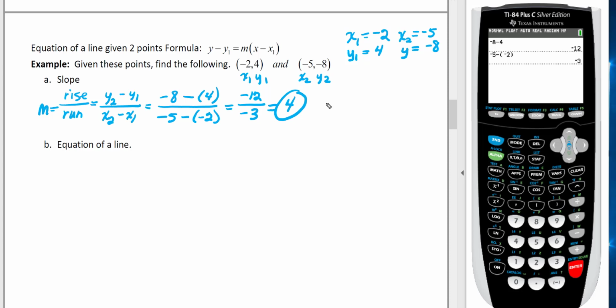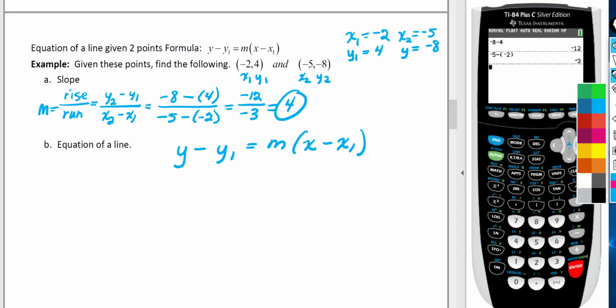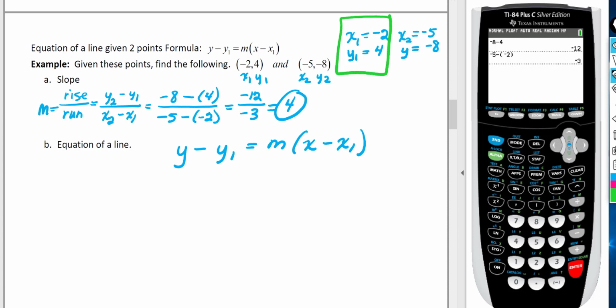Now, the equation of a line. We're going to use the formula y minus y1 equals m times x minus x1. And as you can see up here, we already have the points x1 and y1. So whenever I see x1 and y1, I'm going to write y1 is 4 and x1 is -2. My slope is 4.